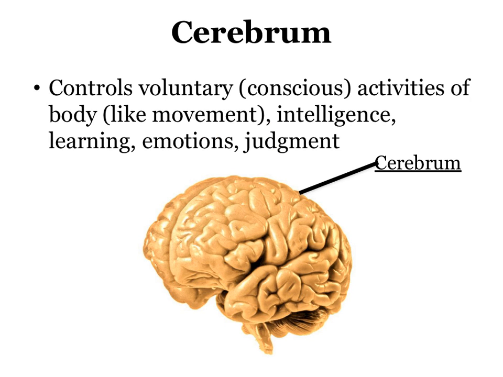So the cerebrum, the main portion of the brain, is where all voluntary, conscious activities are controlled. Things like movement, intelligence, learning, emotions, judgment, anything that you're thinking about and voluntarily choosing to think about and act on, those are all controlled by parts of the cerebrum.